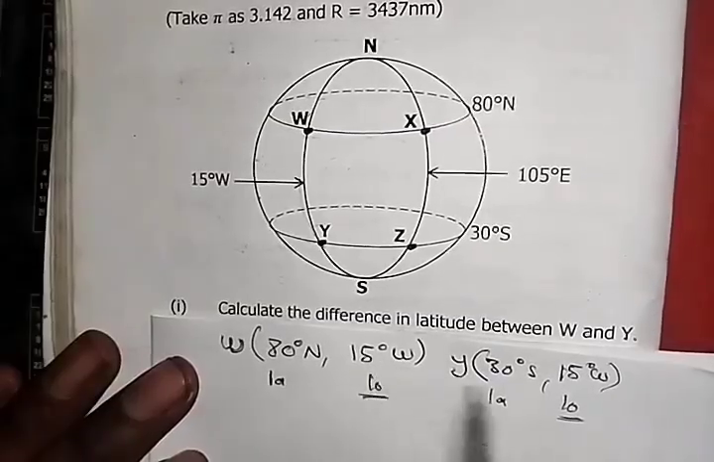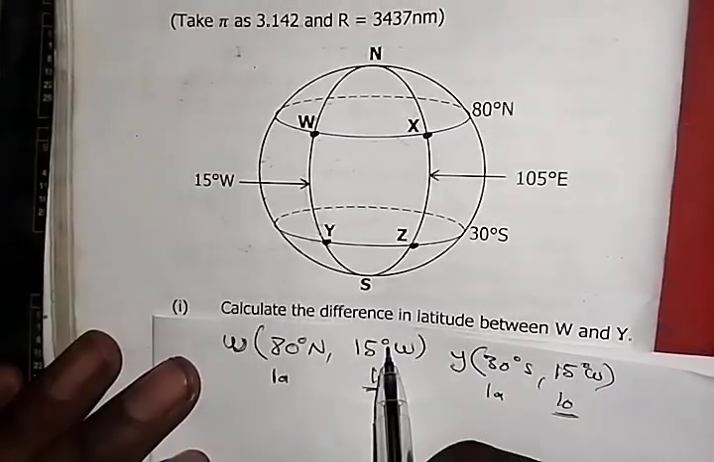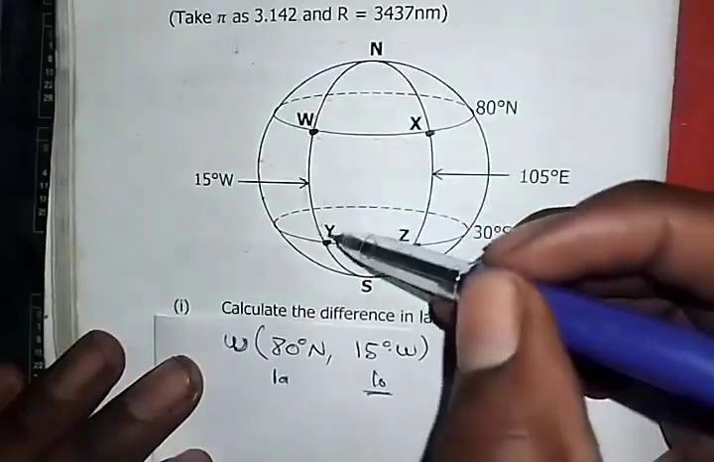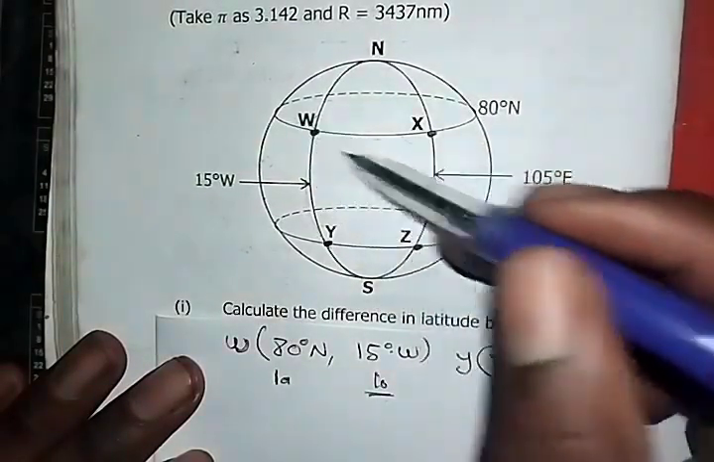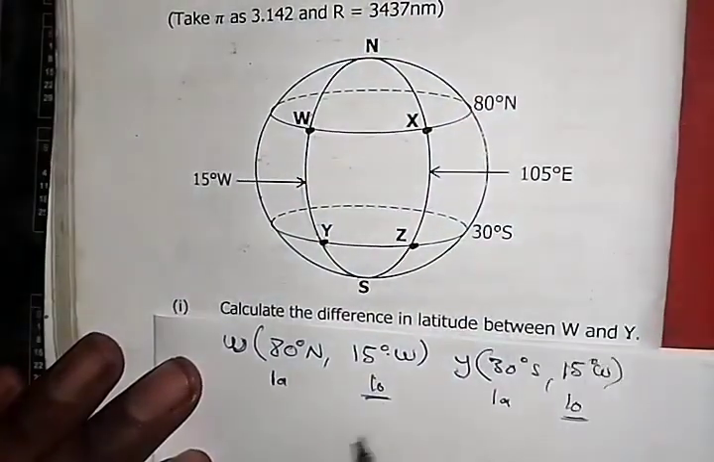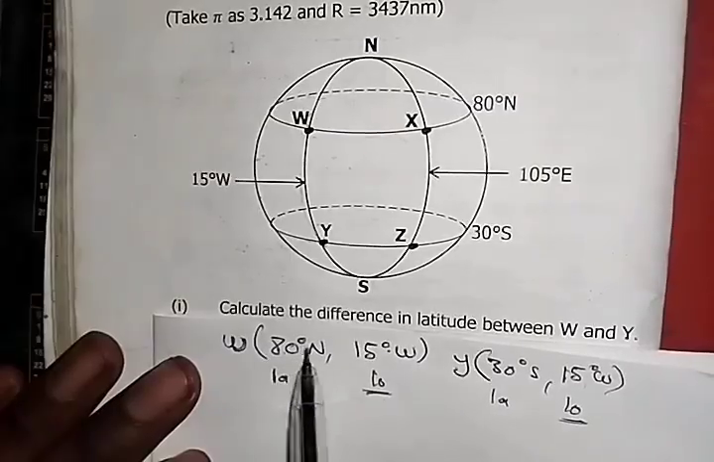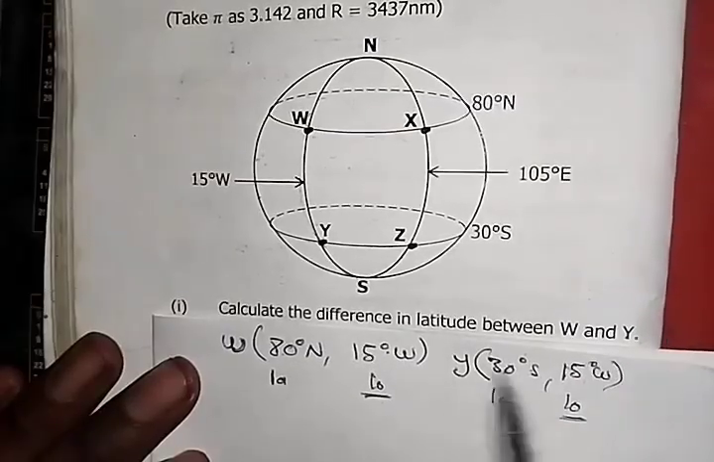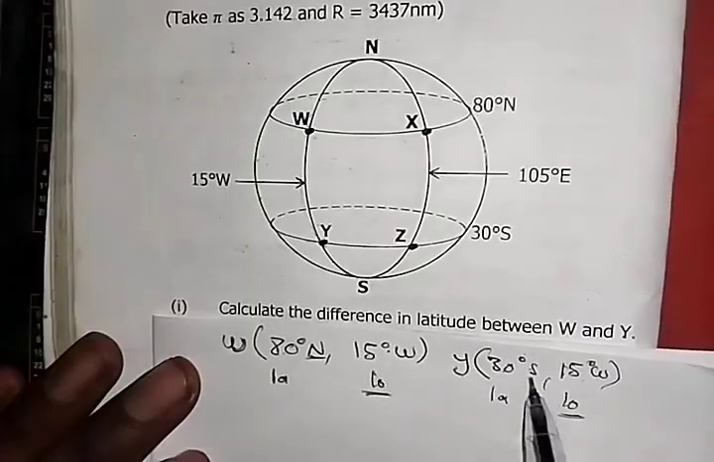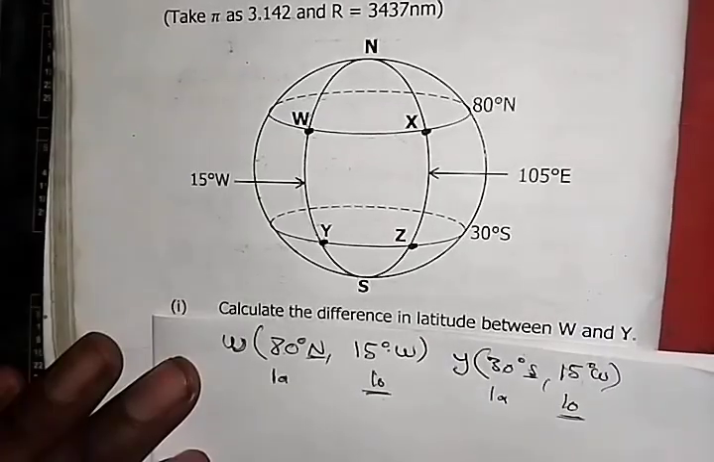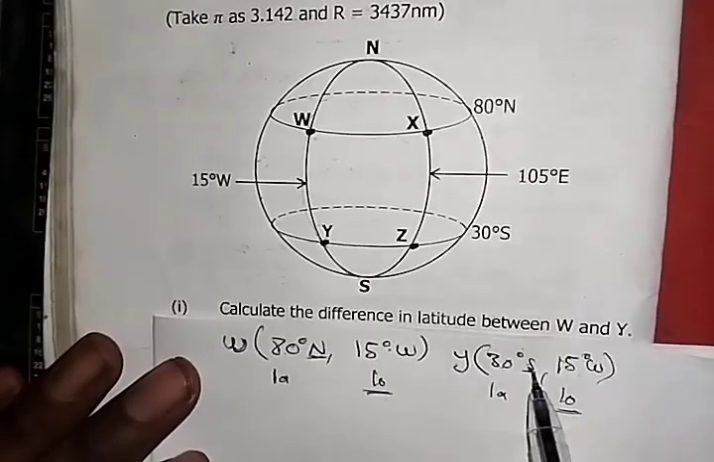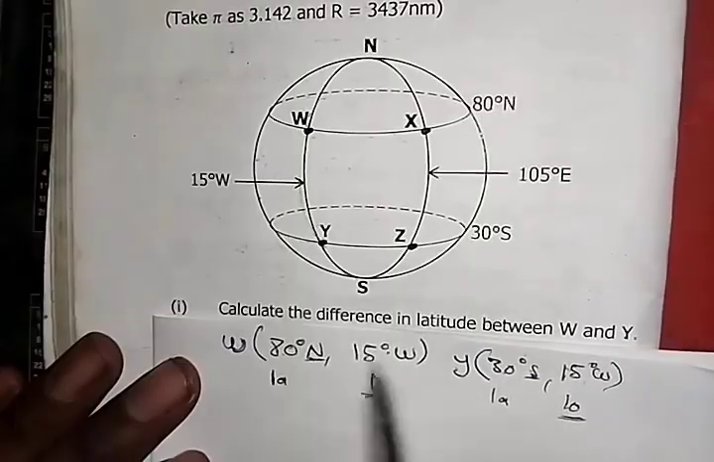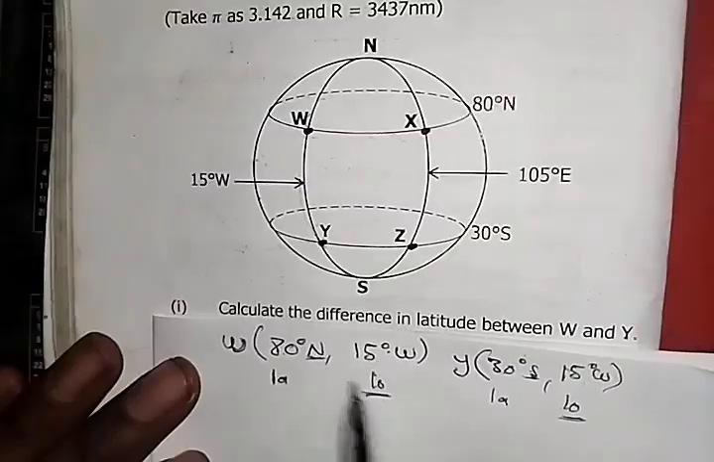When the longitude is the same, that simply means that the difference is in the latitude. So you are going to get 80 degree north and 30 degree south. Now this is north and this is south, so the signs are different here. Different hemispheres, you add.